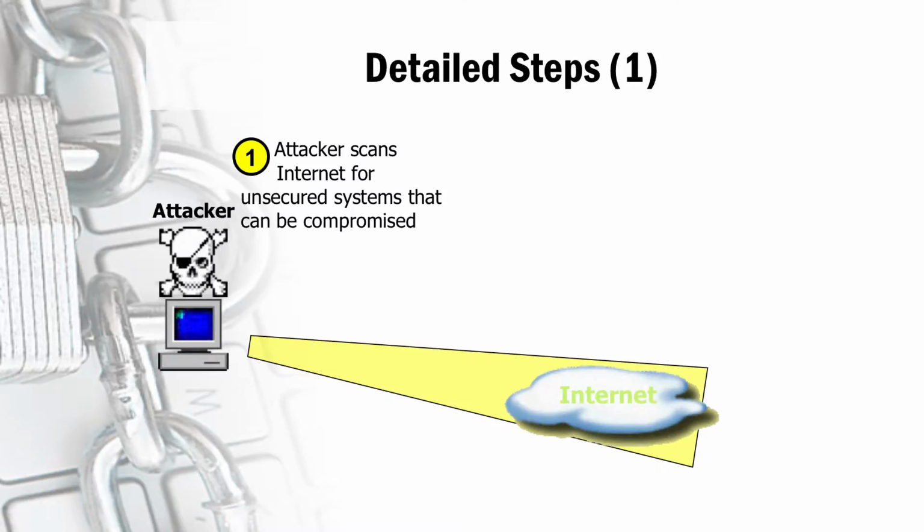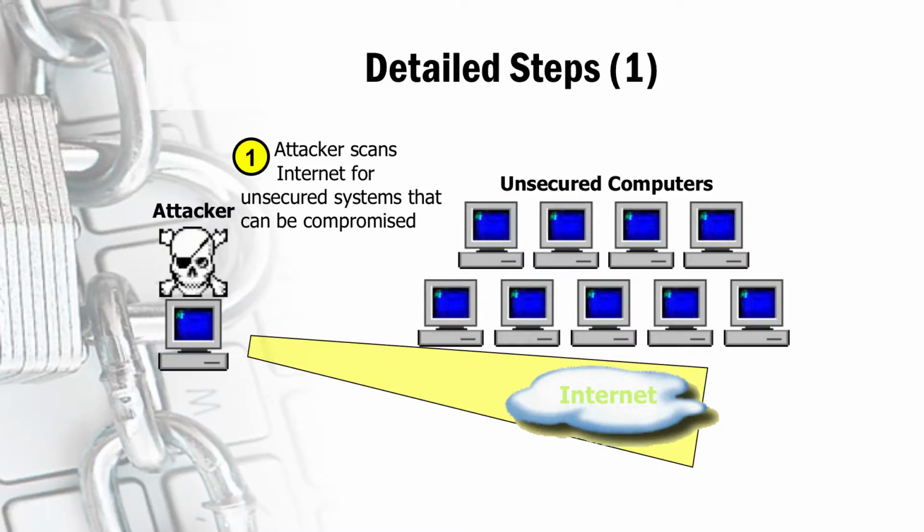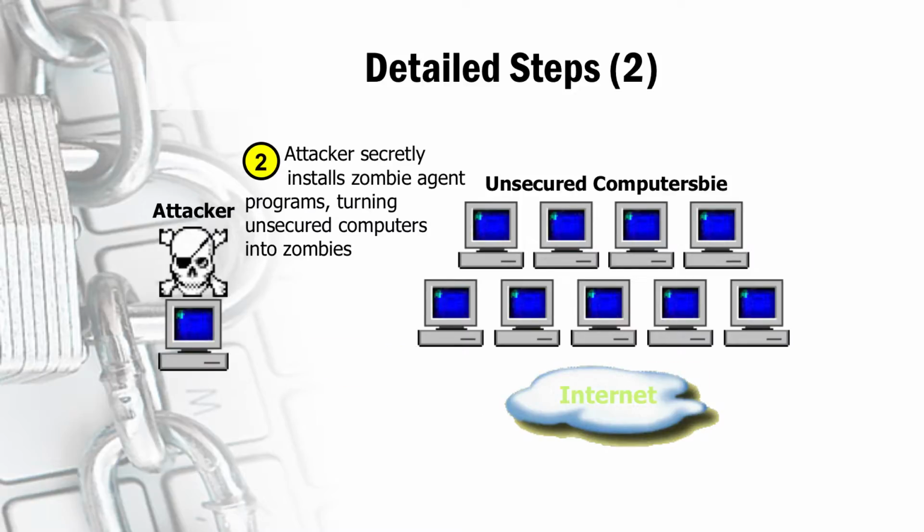We will now walk through the steps of a denial of service attack. First, you will see that the attacker scans the internet for unsecured systems that could be compromised. The request will return to the attacker and identify which computers are unsecured, along with information about them. The attacker gathers intelligence on the unsecured computers and prepares for an attack.